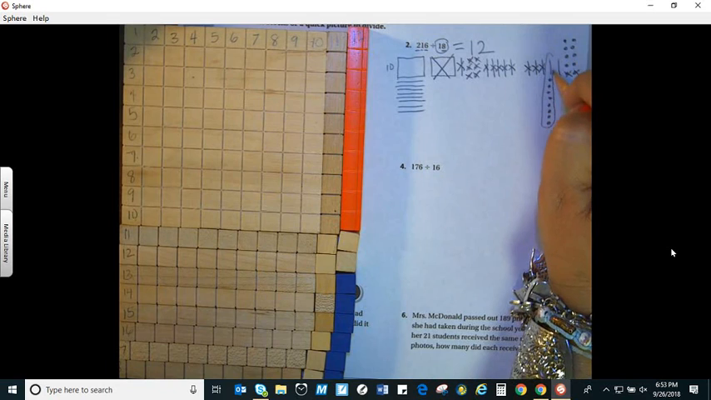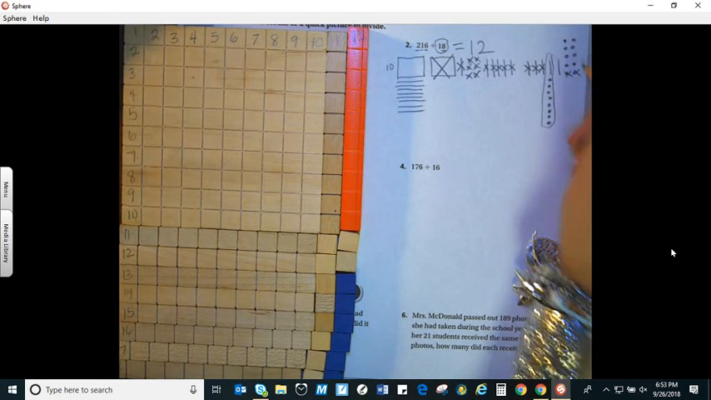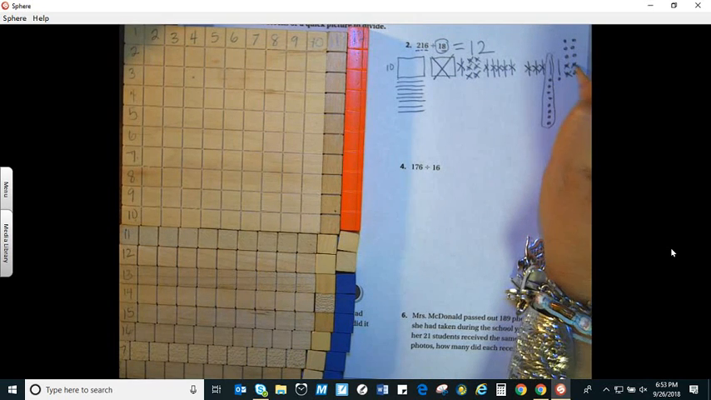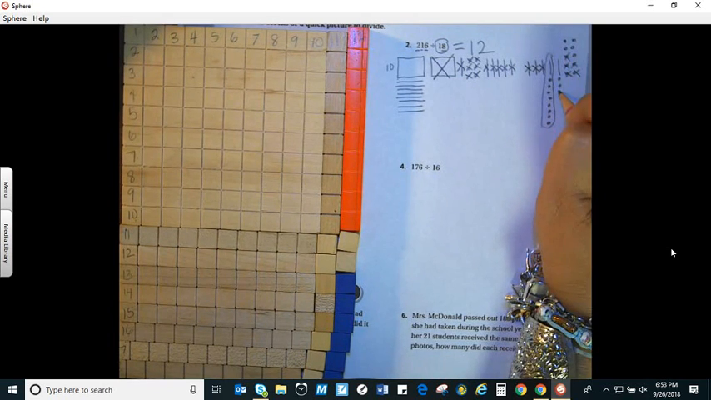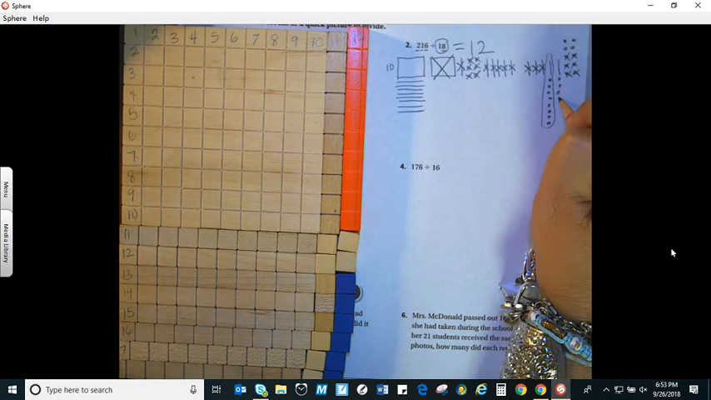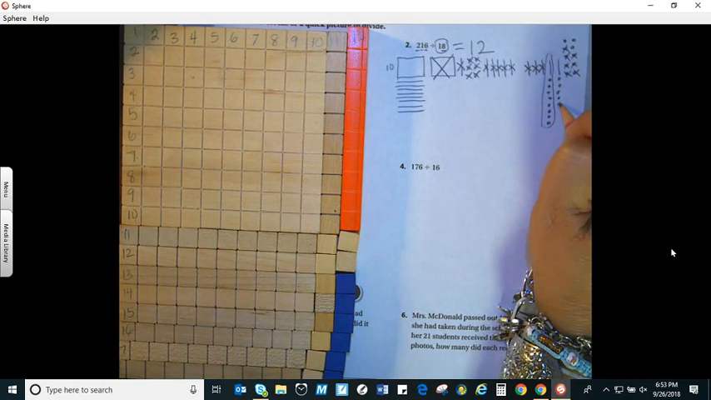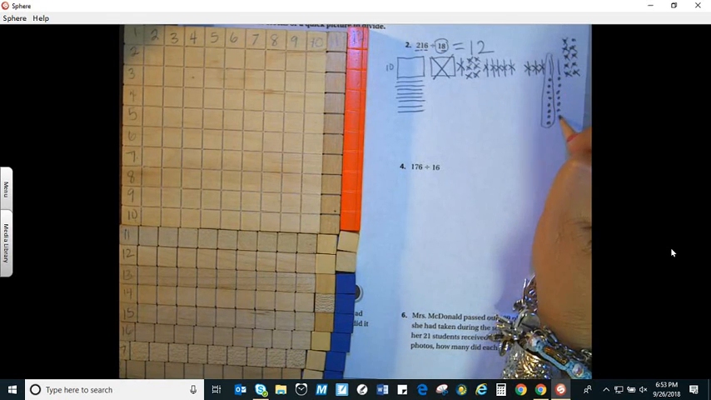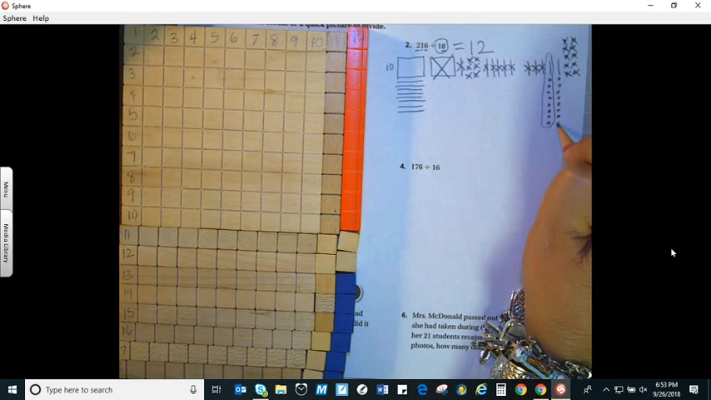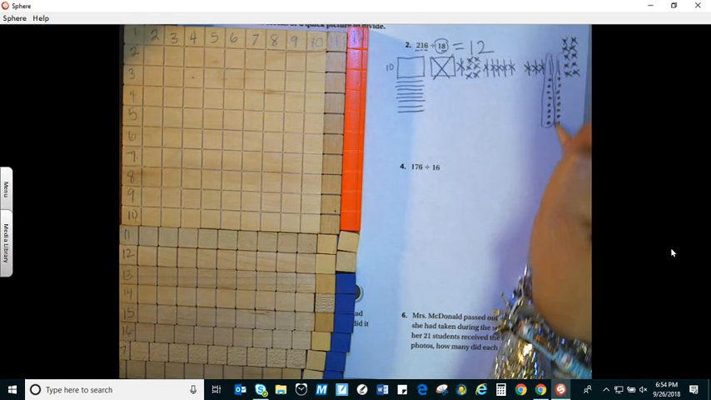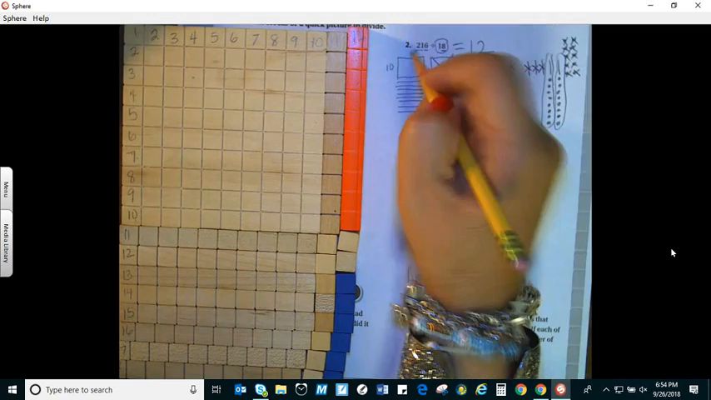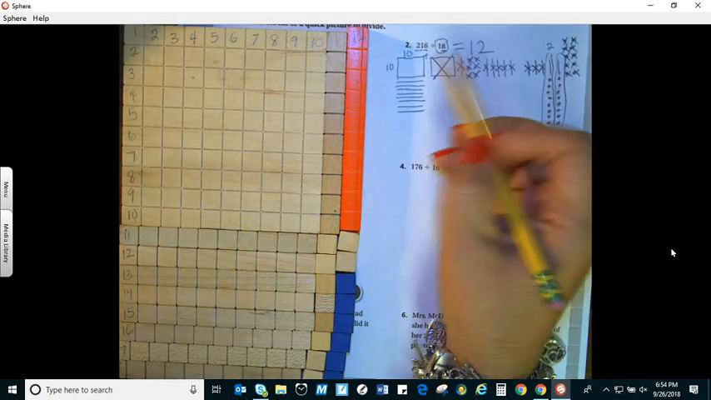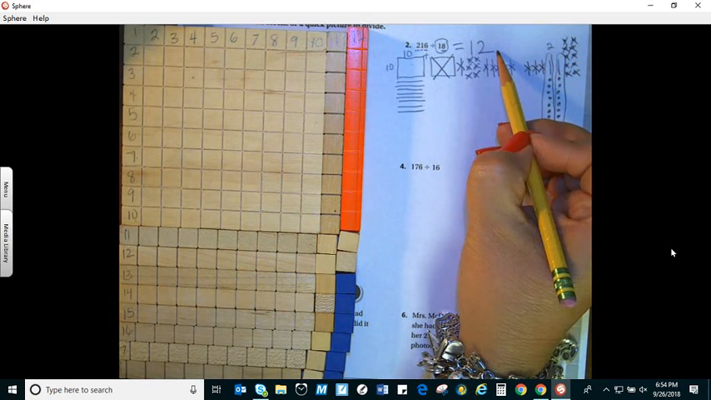group of 18. I'm going to do this again. So I have 1, 2, 3, 4, 5, 6, 7, and 8. So now I have 2 groups of 18. So I had my 10 plus the 2. 10 plus 2 equals 12, and so my answer is 12.